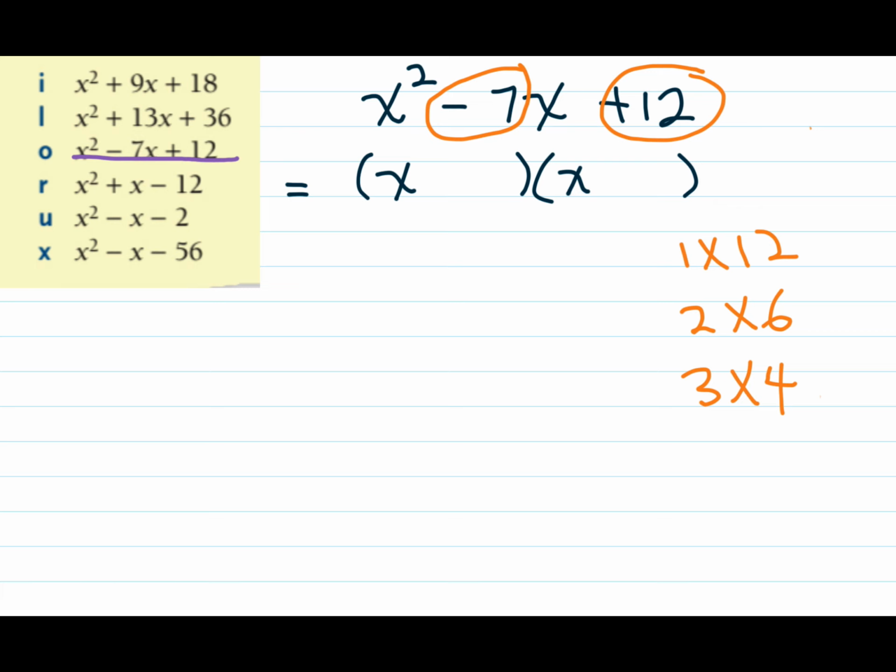But both of them have to be negative, right? Because a negative times a negative is a positive. And also when you add negative 3 plus negative 4, you get a negative 7. So these are the two numbers that we are looking for. So it's going to be x minus 3, x minus 4.